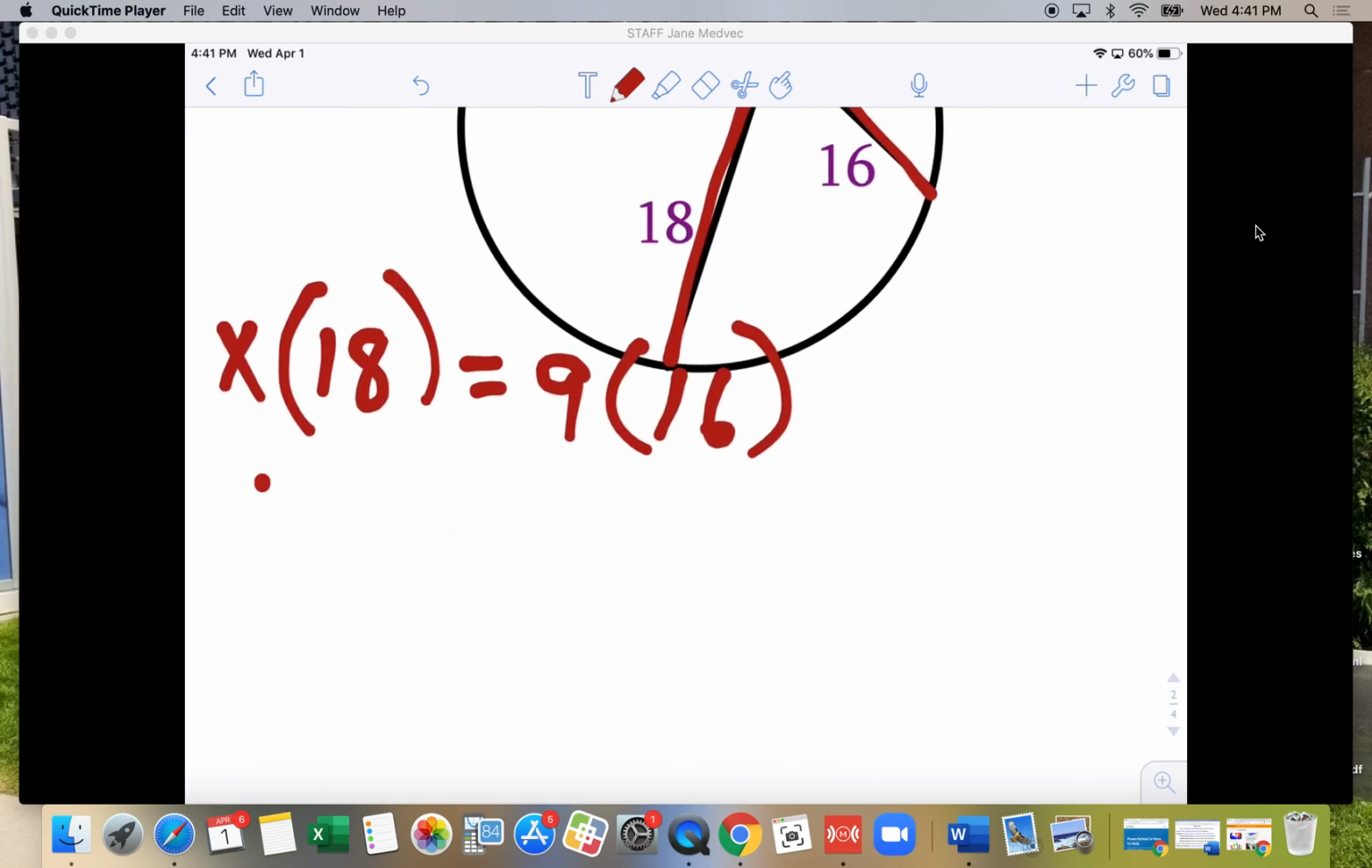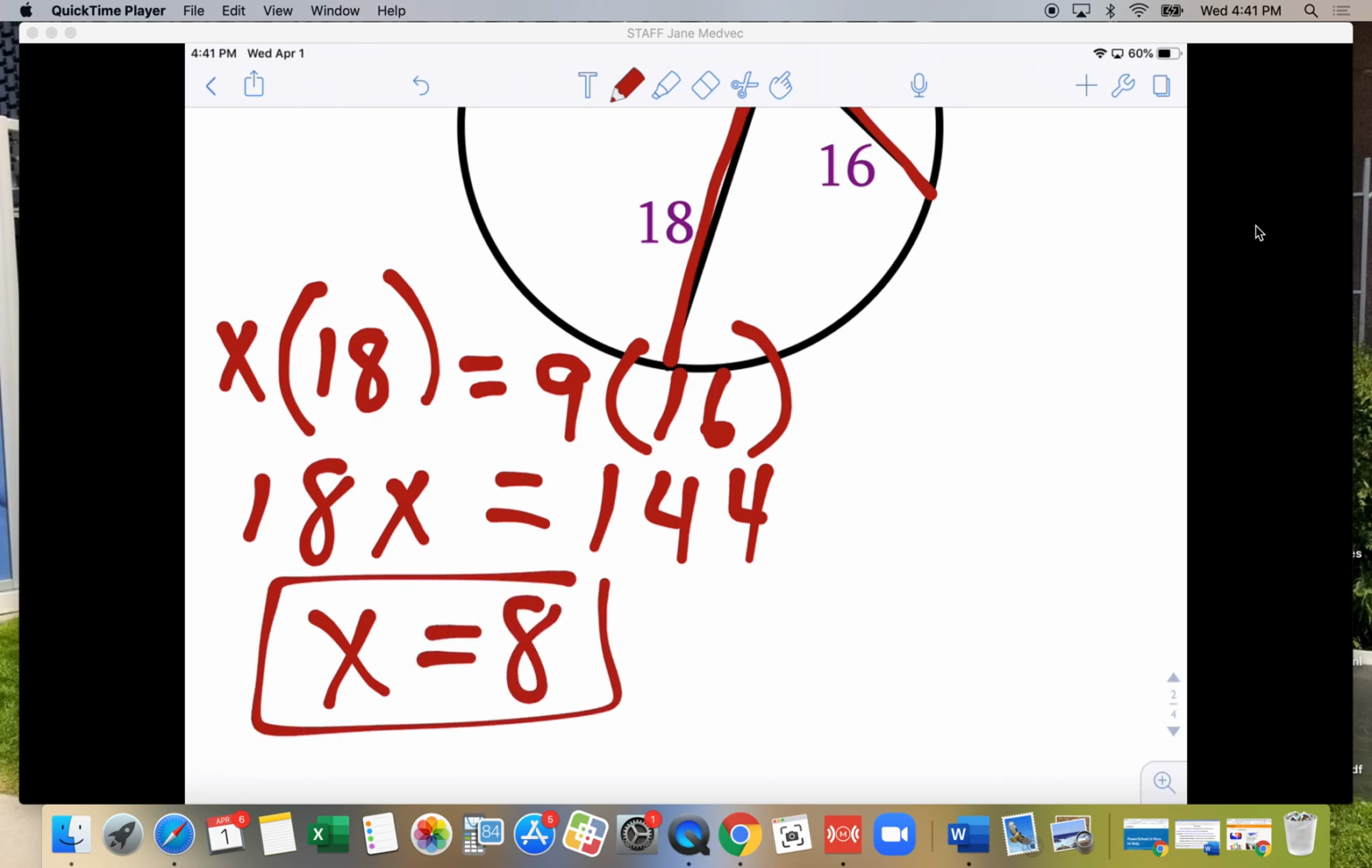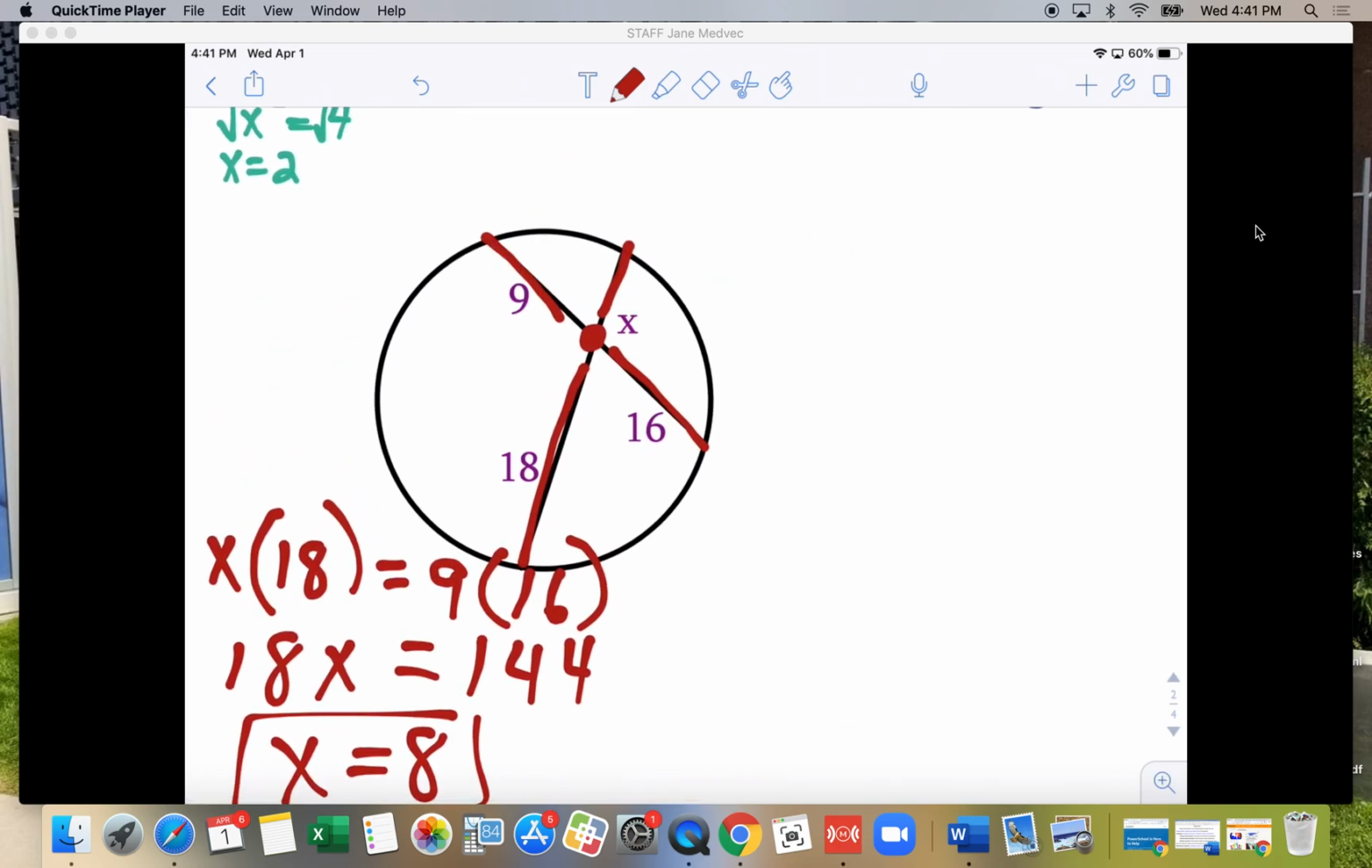If I multiply it together, I get 18x equals 144. Divide by 18, x gives me 8. And again, this is the length of that little piece. That is not the angle measure. That is this little piece right here and how long that is.